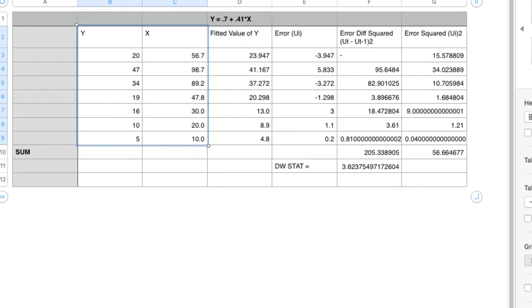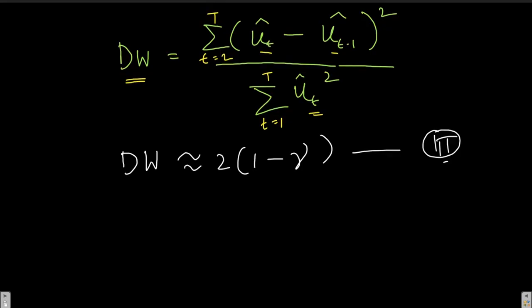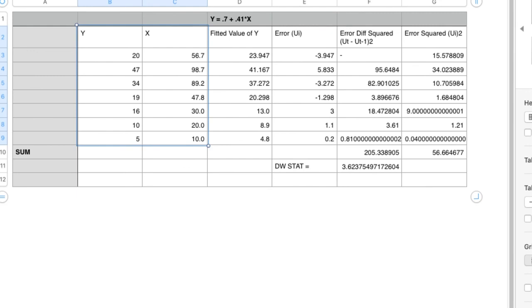Now if we go back to our DW statistic, for the numerator we have to take the difference between the subsequent error terms, right? So that means I have to take the difference between minus 3.947 and 5.833. If I take the difference and then square it, now because they have opposite signs, the difference is going to be more than 9. So if I square this up, I'm going to get something like 95.64.